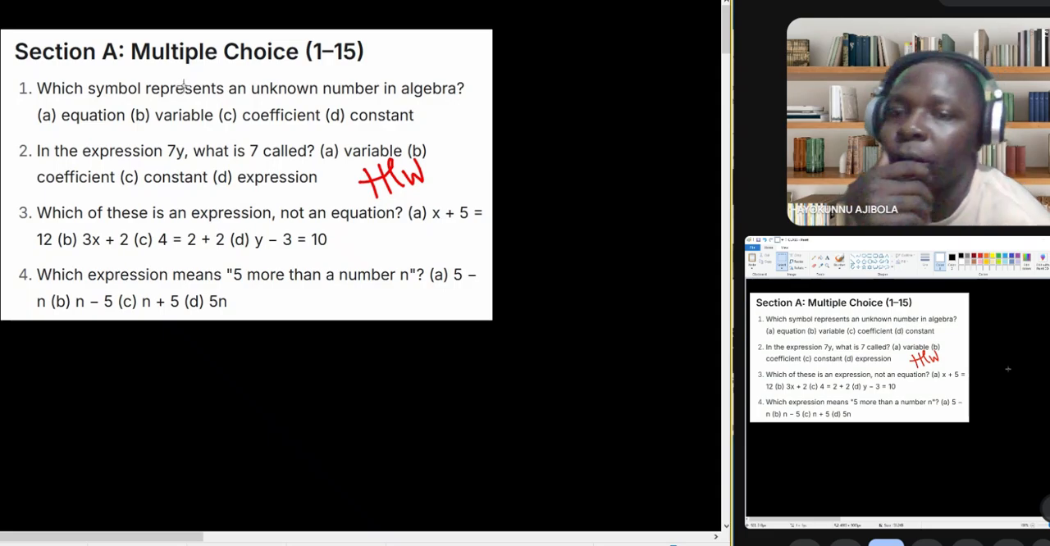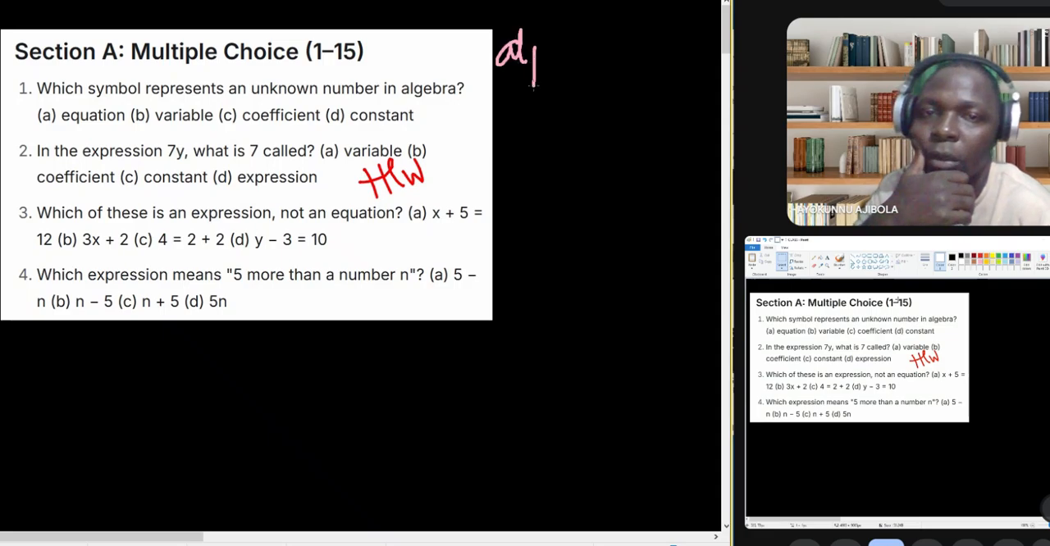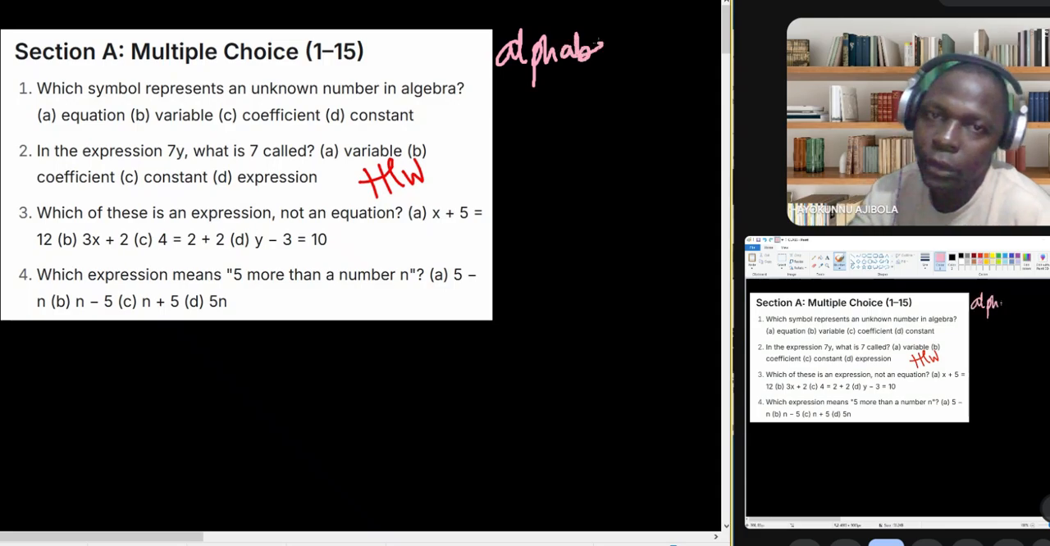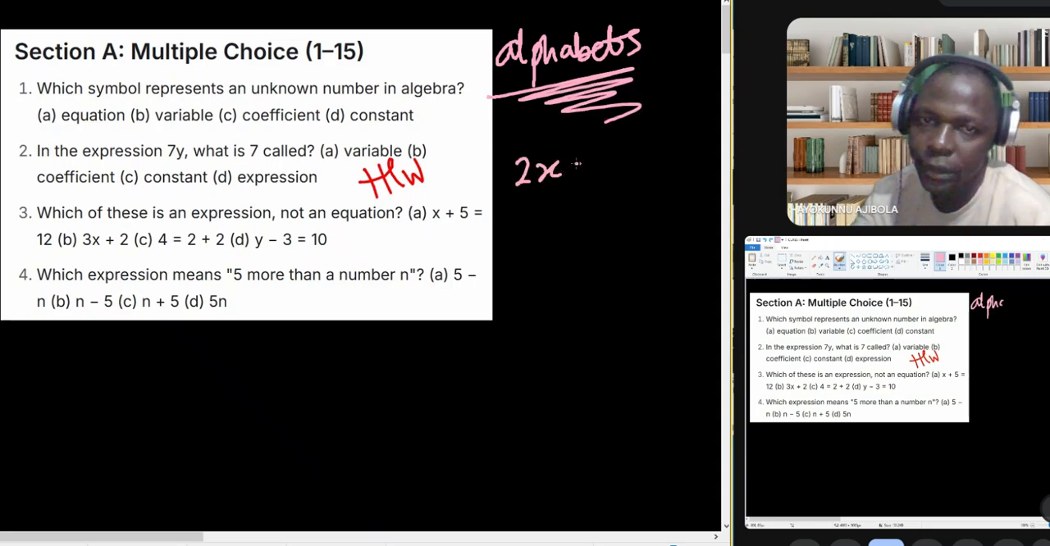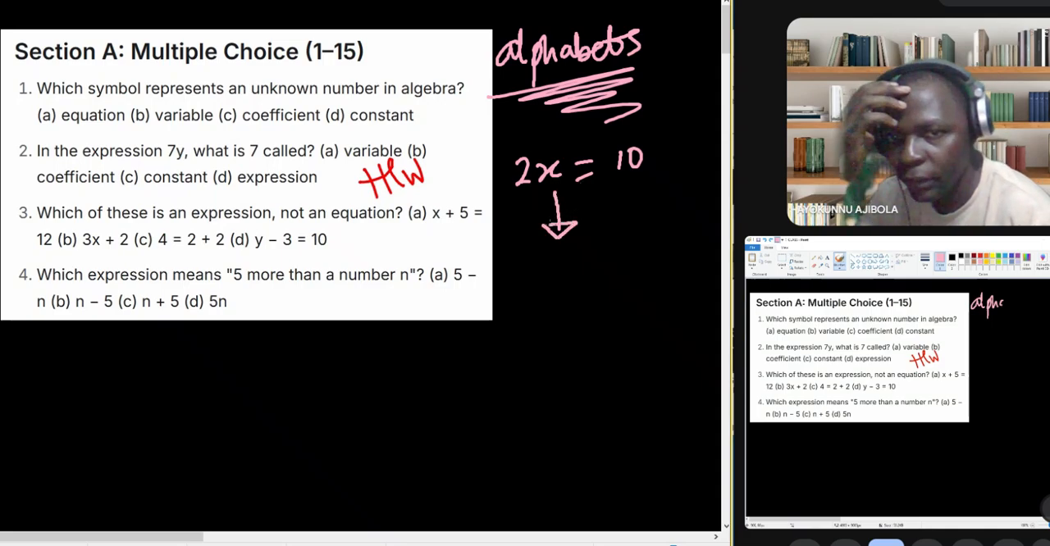Which symbol represents an unknown number in algebra? One thing you should remember when you see this kind of question is that algebra involves alphabets. Algebra involves what? Alphabet. So when you say 2x equals 10, what is it that you don't know there?